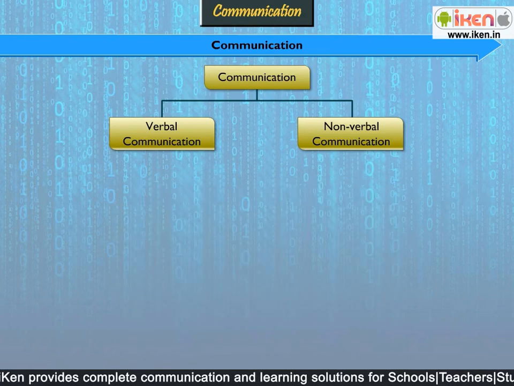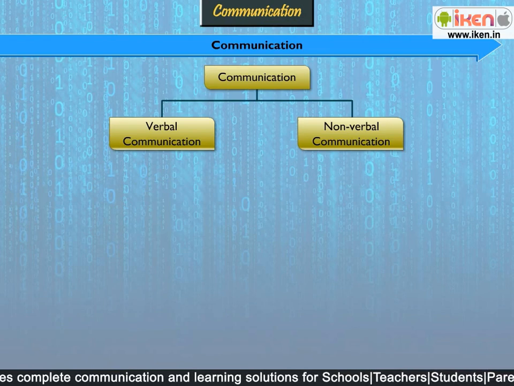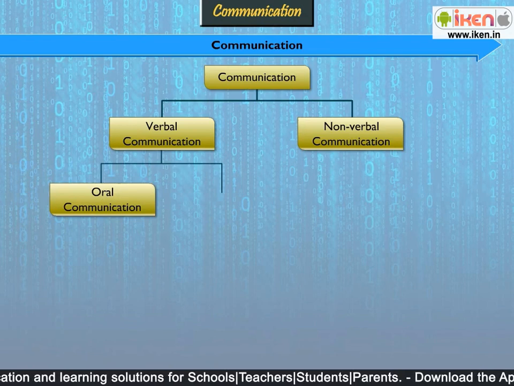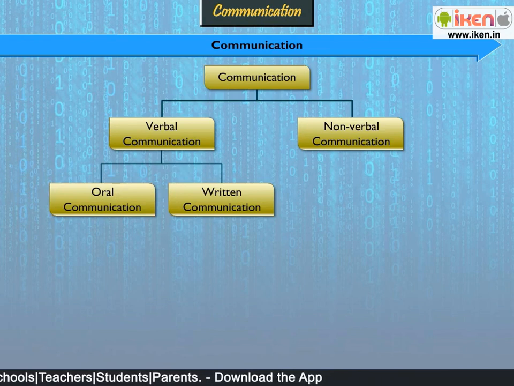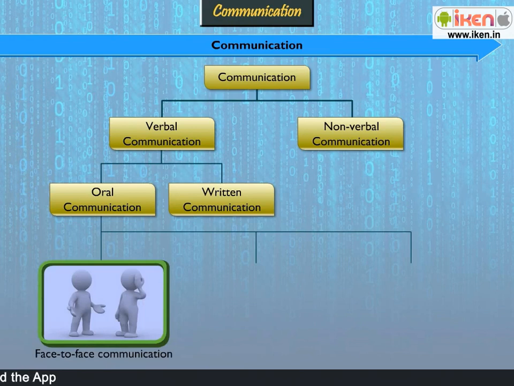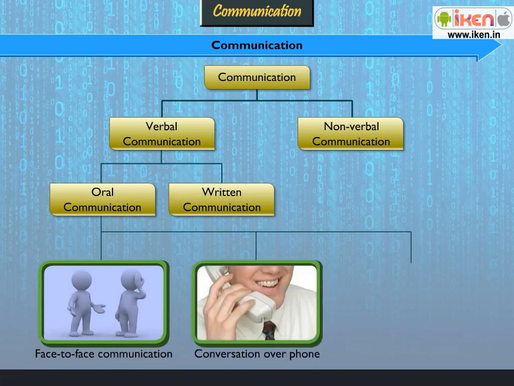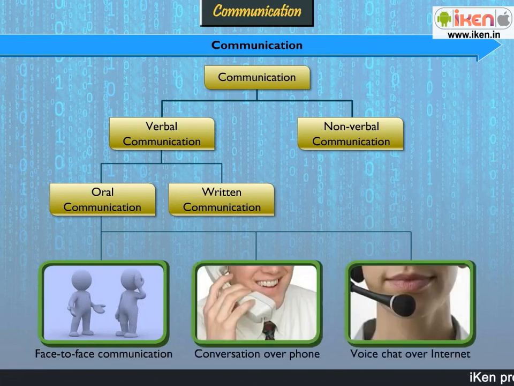The types of verbal communication fall into two broad categories: oral communication and written communication. If we use spoken words to convey a message, then it is termed as oral communication. Oral communication can either be face-to-face communication or a conversation over phone or on the voice chat over internet.